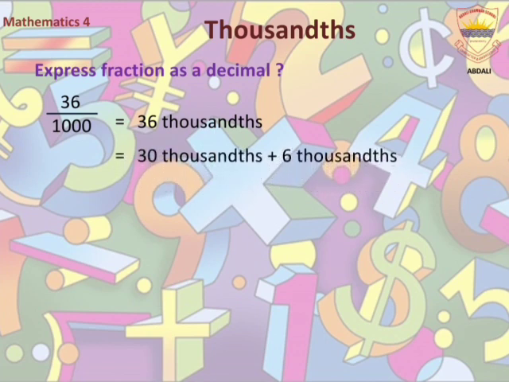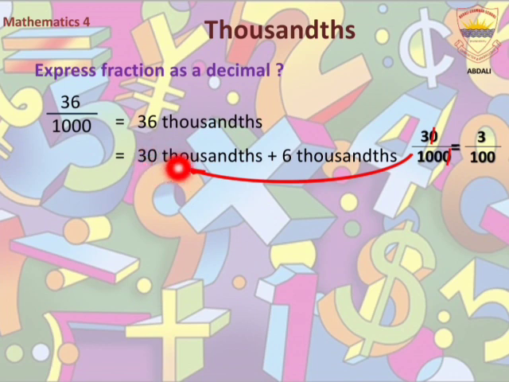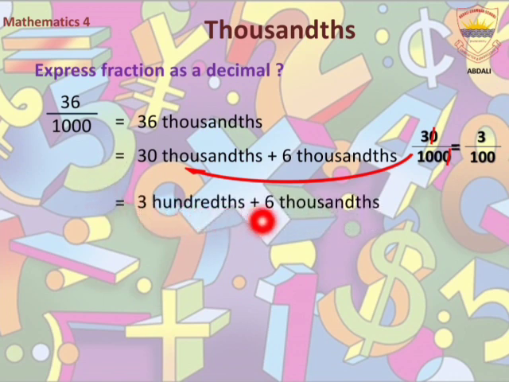We write it as 36 thousandths. Now students, we separate 36 thousandths into two parts, 30 thousandths and 6 thousandths. 30 thousandths we write as the fraction 30 by 1000. We cancel a 0 from 30 and a 0 from 1000, and we get 3 by 100. Here, 3 by 100, we write in its place value as 3 hundredths, and we write it with the sign of addition, and 6 thousandths as it is.